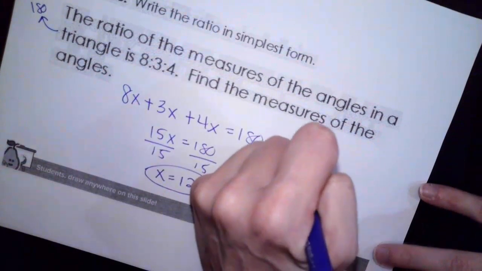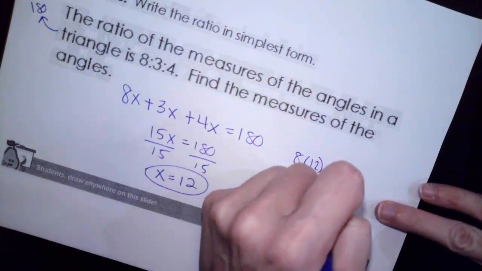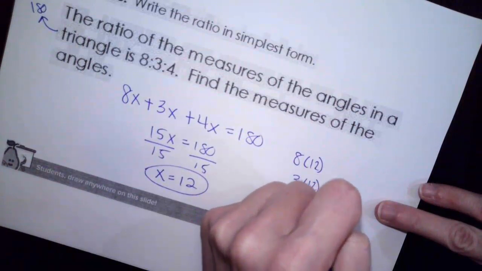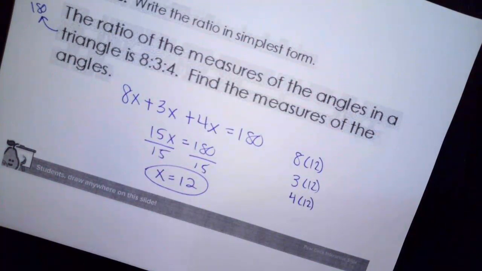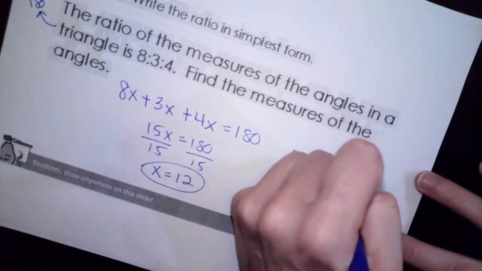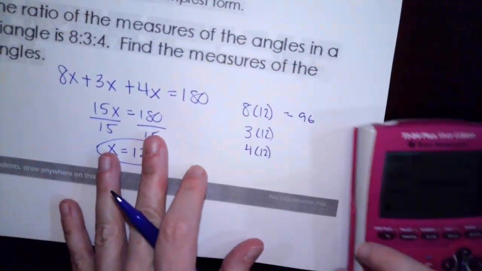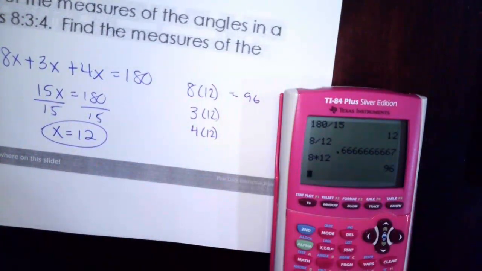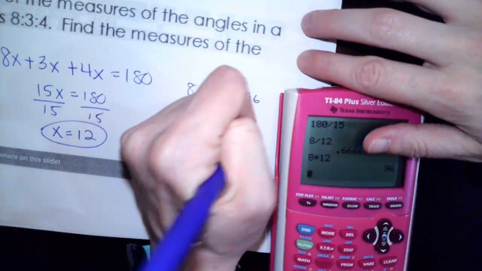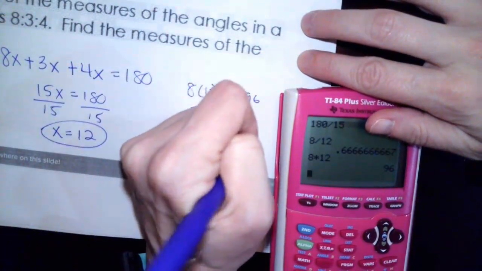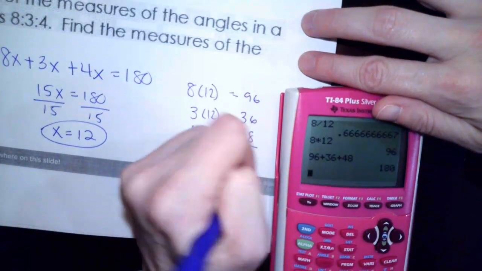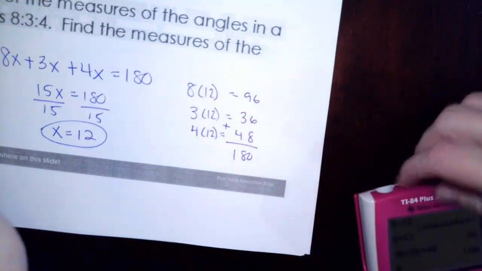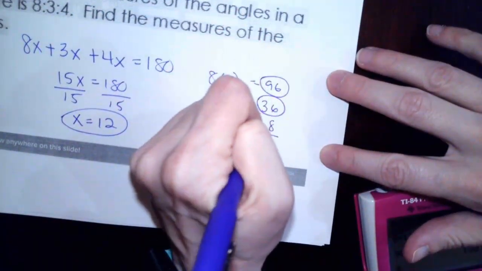So let's plug that back in. So I have 8 times 12, 3 times 12, and 4 times 12. 8 times 12, we get 96. I'll move my calculator over so you guys can see what I'm doing here. 3 times 12 is 36. Double check me there. 4 times 12 should be 48. So if we add those up, 96 plus 36 plus 48, we get the 180, which means we did it properly. They want the measures of the angles, so it's 96, 36, and 48.